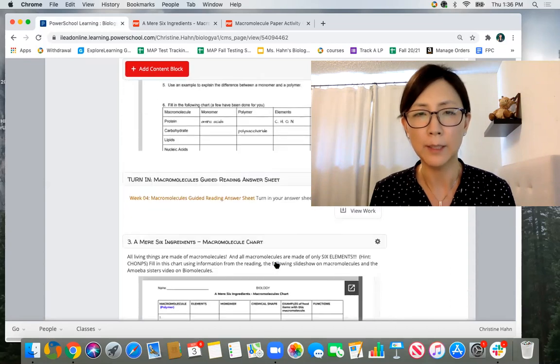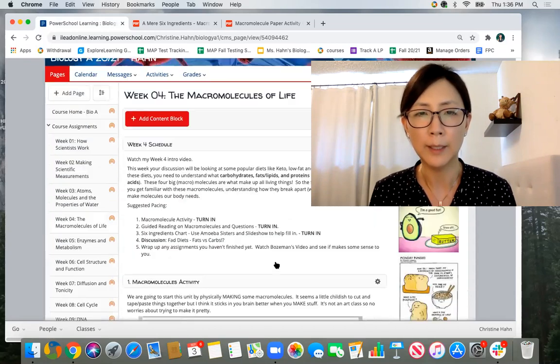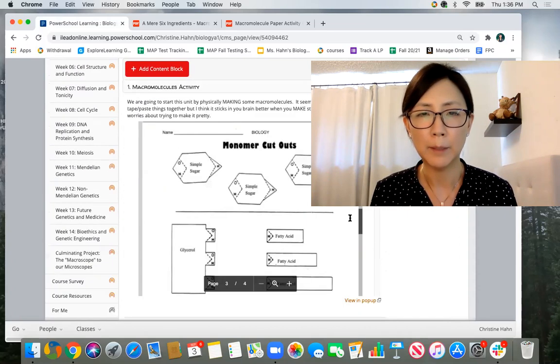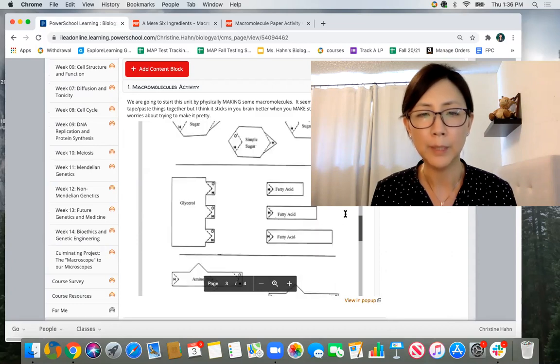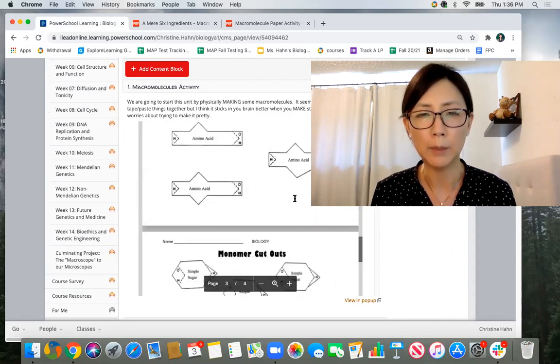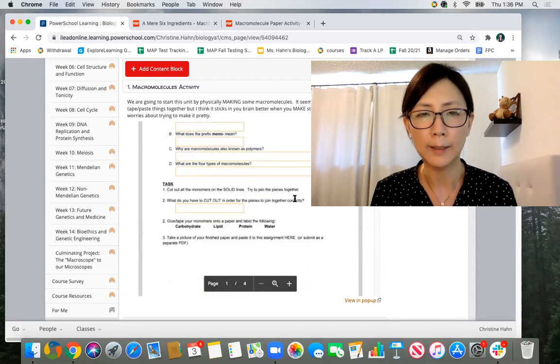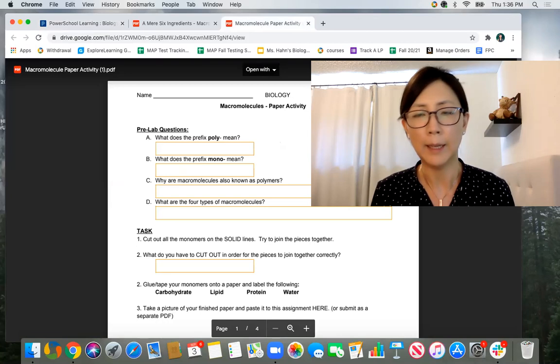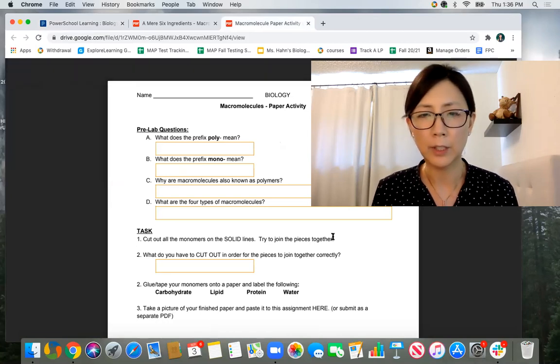Okay, so let's go back to this activity right here, monomers. You only have to cut out 1 sheet. I put 2, and let's take a look at this activity. I'm going to share my screen with my phone in a moment so you can see my desk.